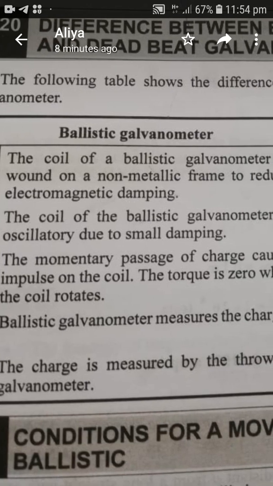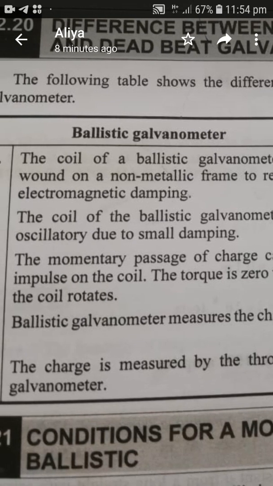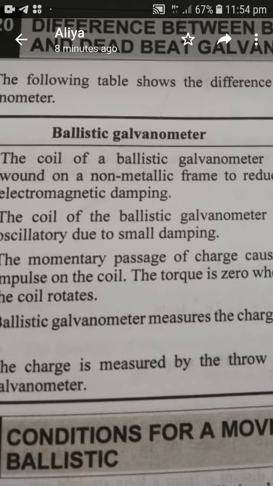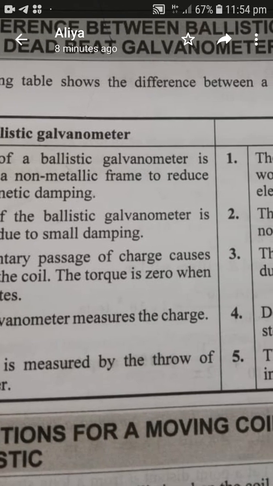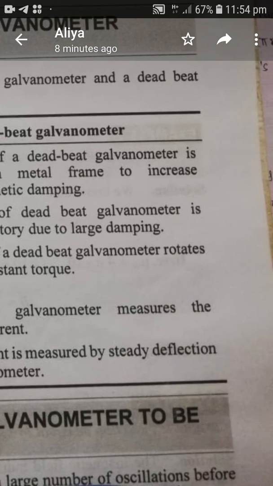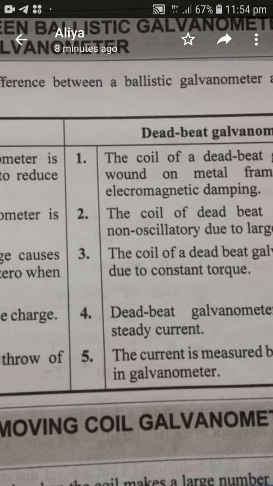Now, the ballistic galvanometer measures the charges, whereas the deadbeat galvanometer measures the steady current.